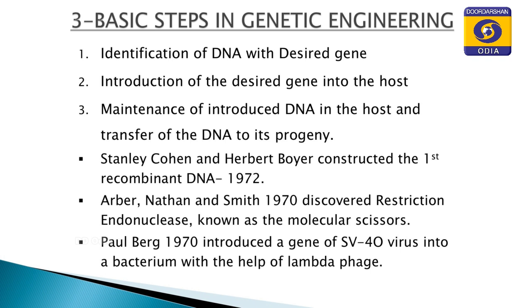Then it was Stanley Cohen and Boyer. They made the first recombinant DNA in 1972. Then Paul Berg in 1970 was successful in introducing a gene of SV40 virus into a bacterium with the help of a lambda phage. Now, what are the different tools we use in this recombinant DNA technology or this cloning technology? I shall say these are 3 different ones.